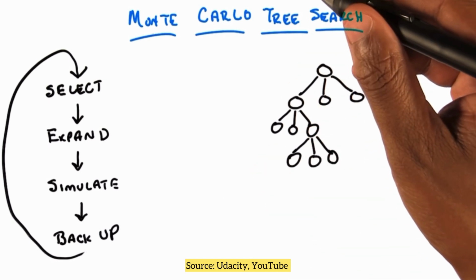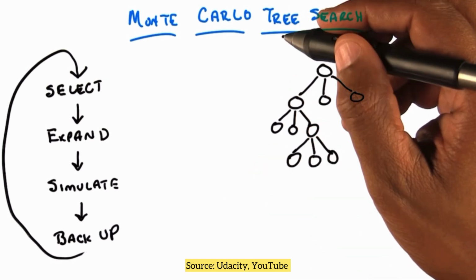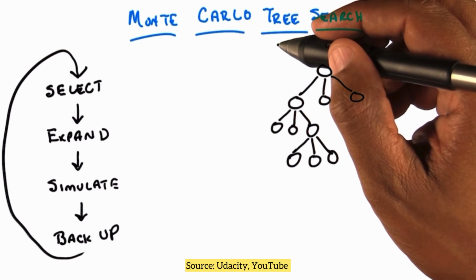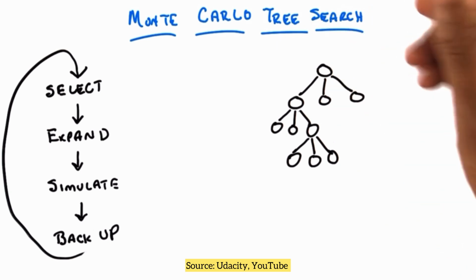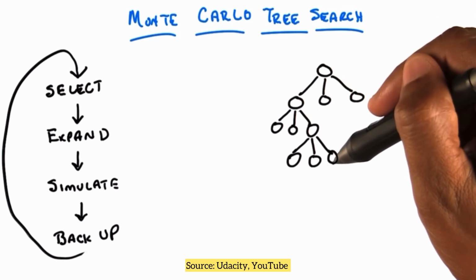I mean, it reminds me a lot of other kinds of tree search that I've seen in AI classes. Like what? A star is a kind of tree search. Game tree search is a kind of tree search. They have similar kind of pictures where you repeatedly expand nodes and get estimates of values.